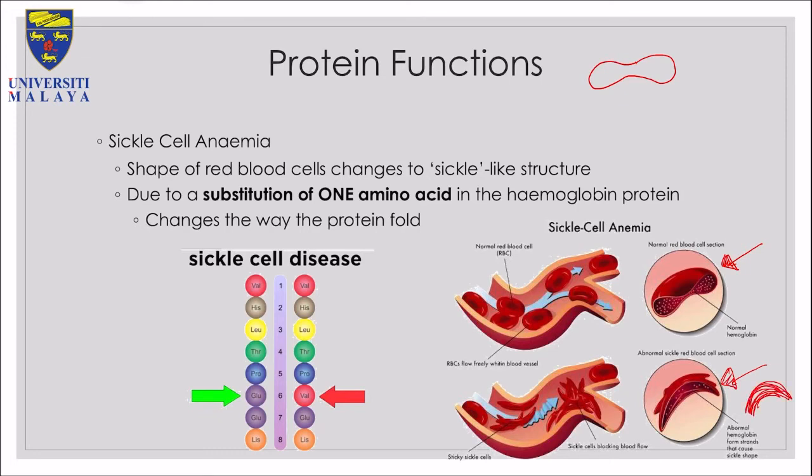For those who don't know what a sickle is, it's like a sabit. In Malay we have this sabit where you use a sickle to clean out a land from grass and whatnot. This is due to a substitution of one amino acid in the hemoglobin protein. So it's a very simple modification. However, the structural differences are like heaven and earth, so to say. This one amino acid substitution changes the way the protein folds.